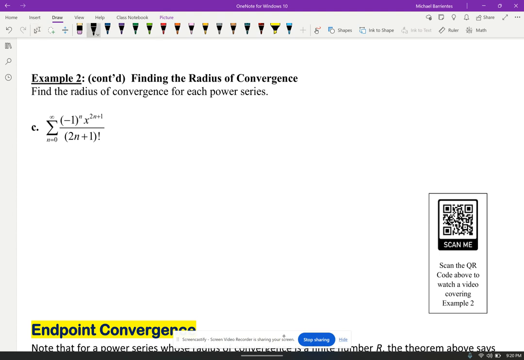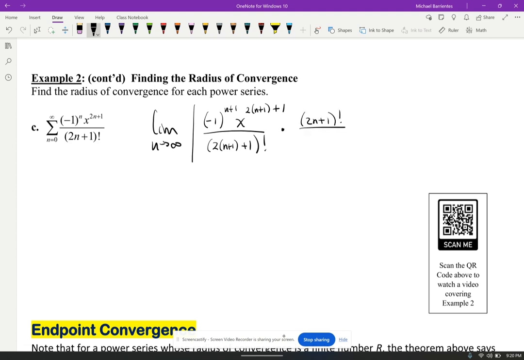Can we figure this out? Well, I need to take the limit as n approaches infinity of the absolute value of negative 1 to the n plus 1 times x to the 2(n plus 1) plus 1, divided by 2(n plus 1) plus 1 factorial. And I need to divide this by the original expression. But this is a fraction, and whenever I divide fractions, I really just multiply by their reciprocals. I think I have this done.